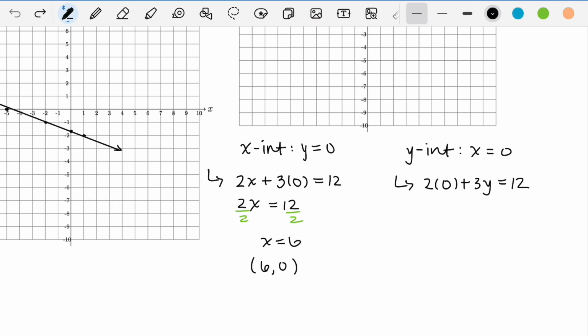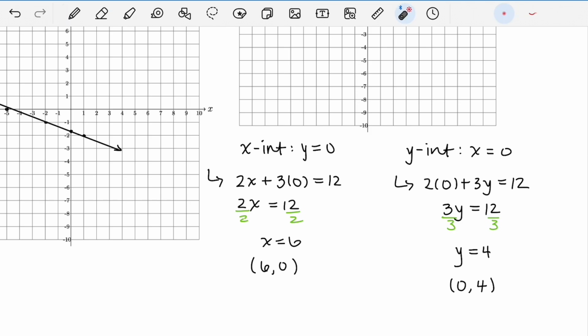All right, so this gives me 3y is equal to 12, and then we'll divide by 3 on both sides. So y is going to be 4. So this means our y-intercept is going to be (0, 4). We plugged in x is equal to 0, and we got y is 4.